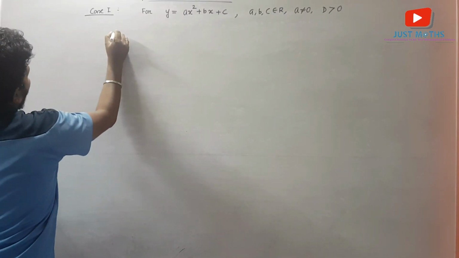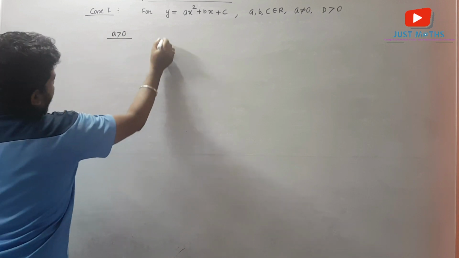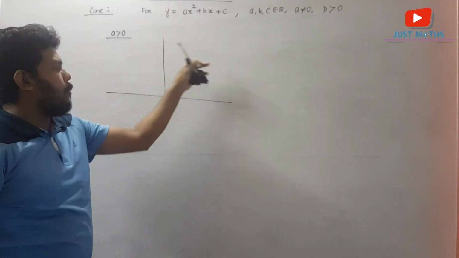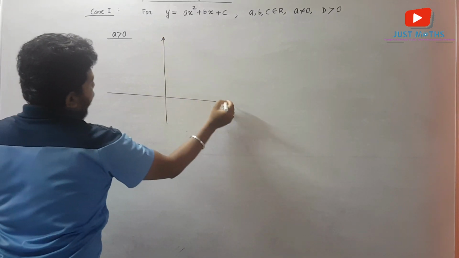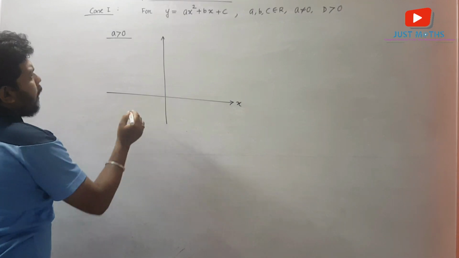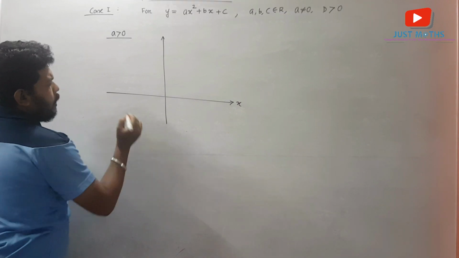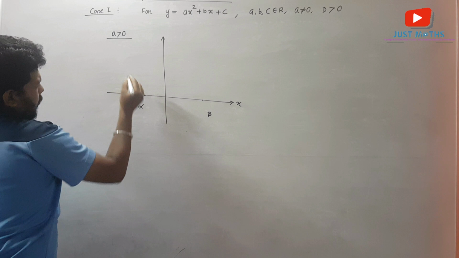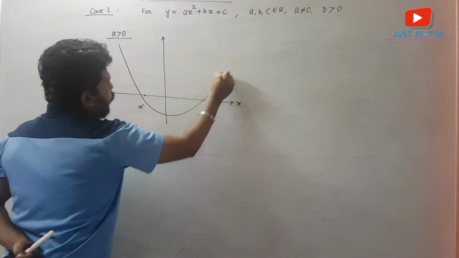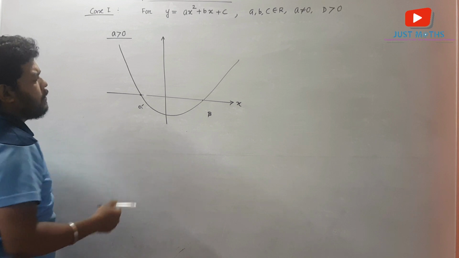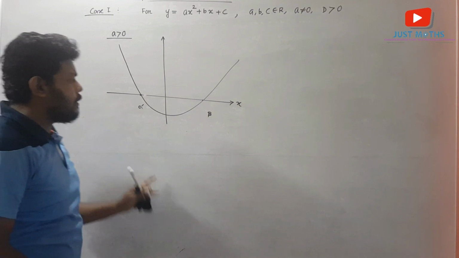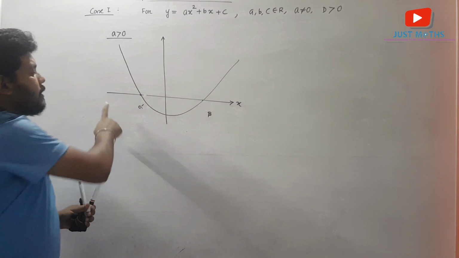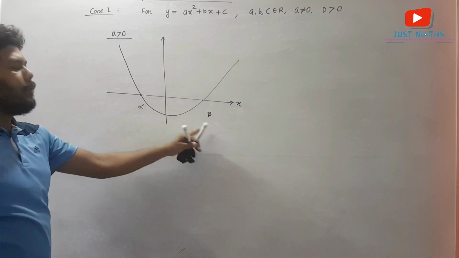So when the value of a is greater than 0, the graph of this function will be a downward parabola. This is your y axis, this is your x axis. Now let the roots be alpha and beta. So you locate them alpha and beta like this, and the graph will pass through the points alpha comma 0 and beta comma 0 on the x axis. That is, the graph will intersect the x axis at two distinct points.